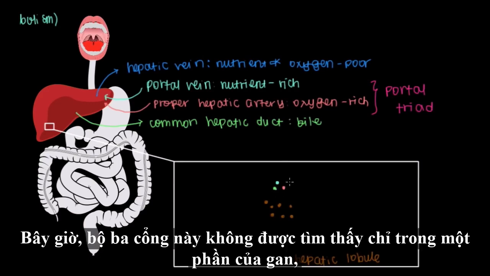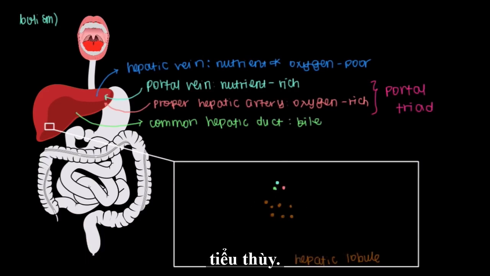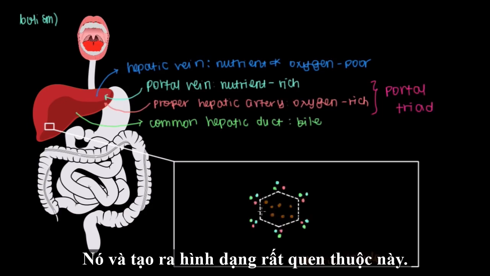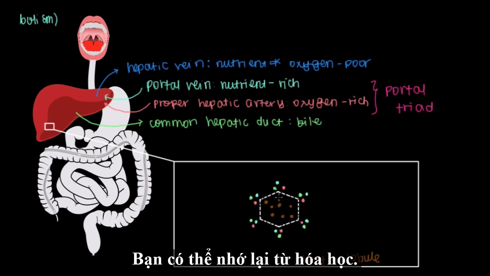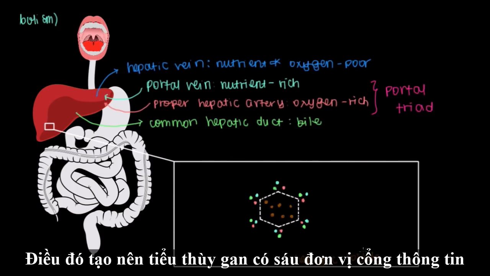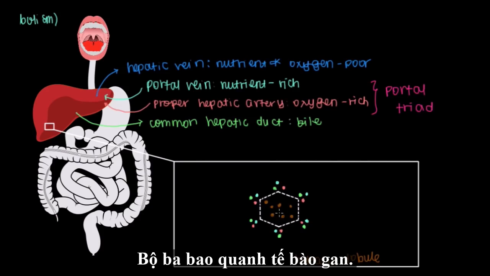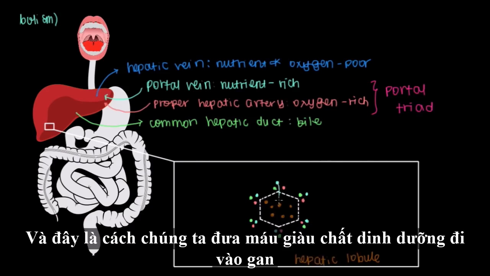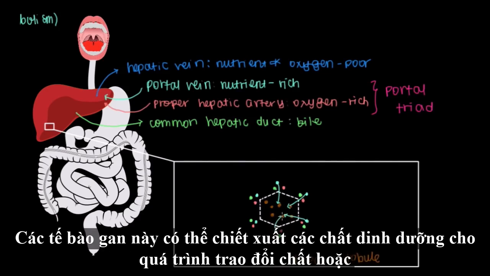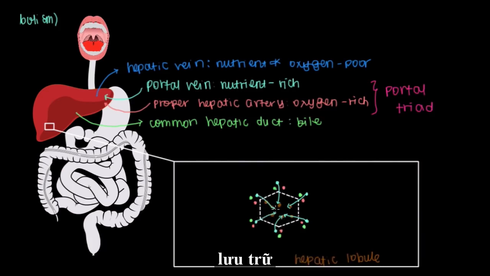Now this portal triad isn't found in just one part of the hepatic lobule. In fact, there's a bunch of them that surround the hepatocytes and make this very familiar shape you might recall from chemistry. So it's this six-sided ring that makes up the hepatic lobule that has 6 units of the portal triad surrounding the hepatocytes. And this is how we get nutrient-rich blood to enter into the hepatic lobule, so that way these hepatocytes, these liver cells, can extract nutrients for the metabolism or the storage of macromolecules.